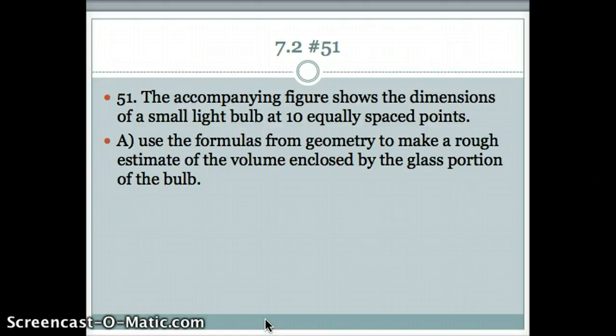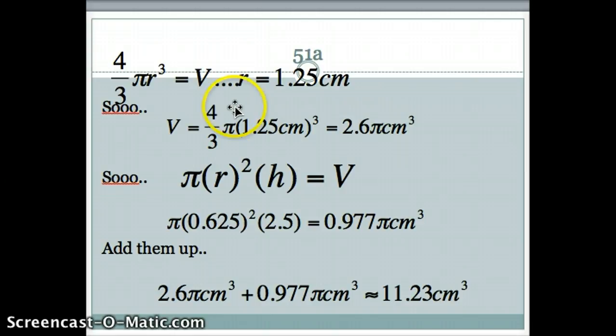So, to make a rough estimate, what I did was I used the sphere volume formula right here. And looking at the graph, it was pretty easy to tell that the radius of this sphere was 1.25 centimeters. So I plugged 1.25 centimeters in for the radius, and the volume I got was 2.6 pi centimeters cubed. So this is for the sphere part.